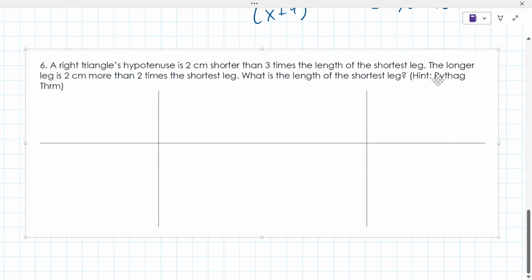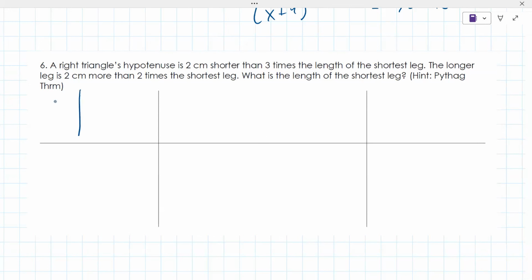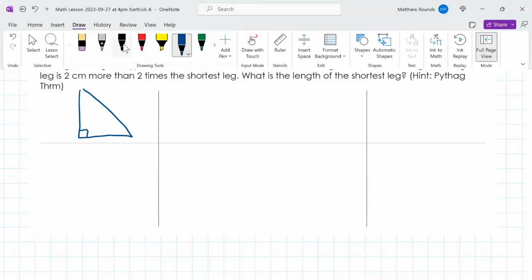Hint, Pythagorean. Why wouldn't she just type it out? Okay. Right triangle's hypotenuse. So here's your right triangle. Let's switch back to black here.